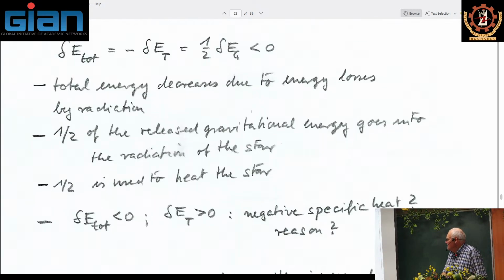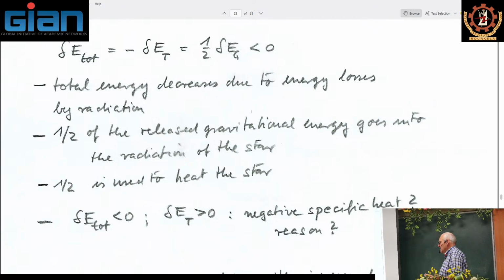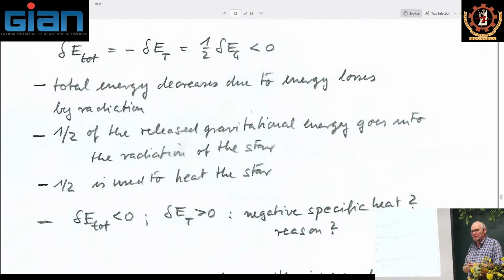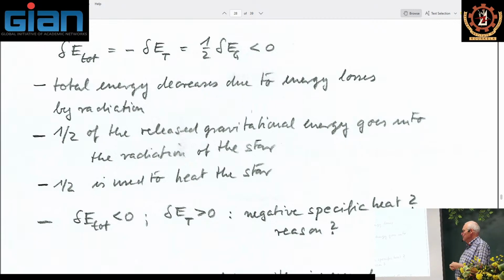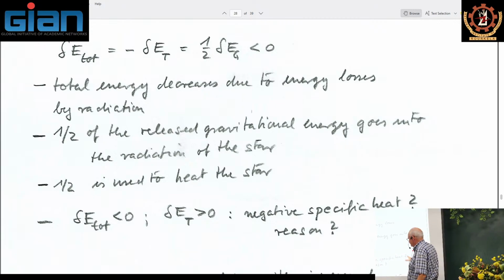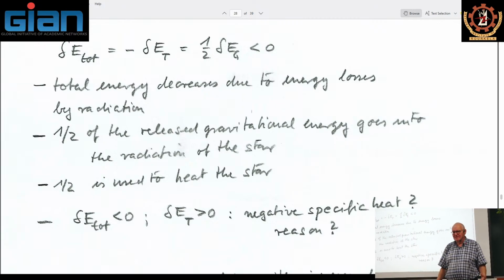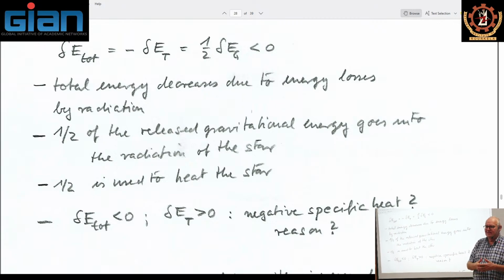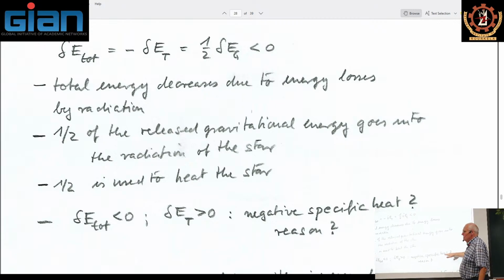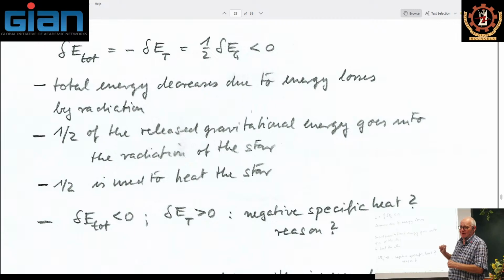Okay, well, this association of an increase of thermal energy with an energy loss from the total system is usually addressed as a negative specific heat. We lose energy, and at the same time the star becomes hotter. Well, the question is, where does this come from? This is counterintuitive. This does not happen for any system we know except for stars. And there are other astronomical objects where this also takes place.